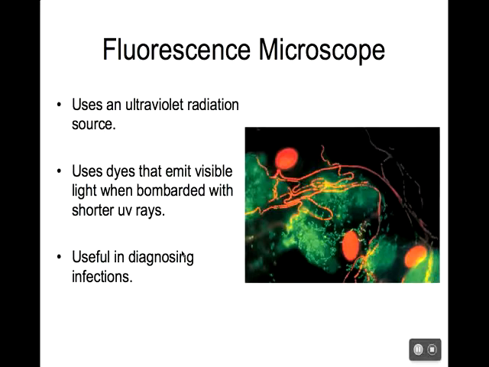You then add a dye. You add a dye that very specifically attaches to only one organism. And that dye, when it's hit with UV light, glows. It gives off visible light rays. So you can see here there's one type of microbe that's been coated with a red dye so that when you hit it with UV light, it glows red. Here's another microorganism that's been coated with a green dye, so when you hit it with UV light, it glows green. This is very useful in diagnosing infections.